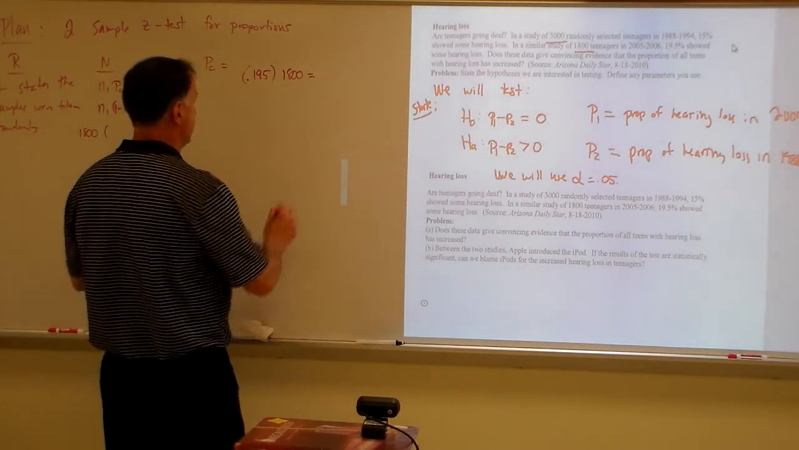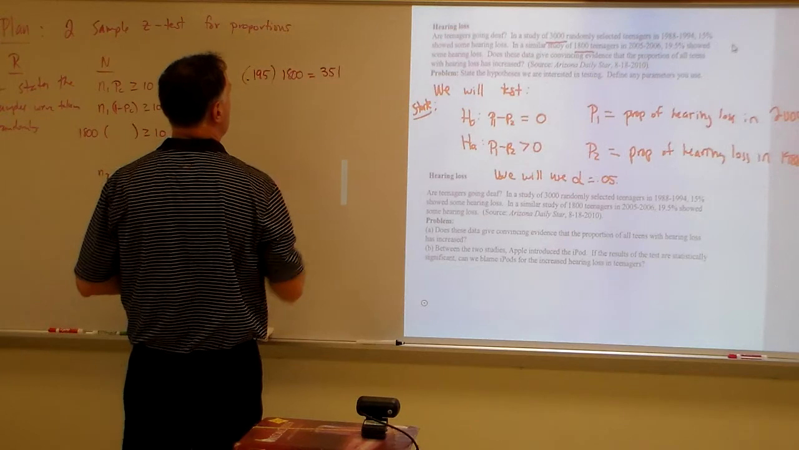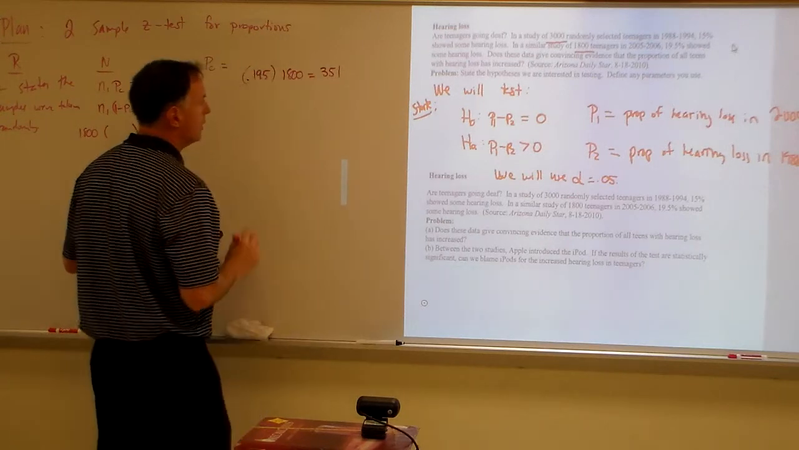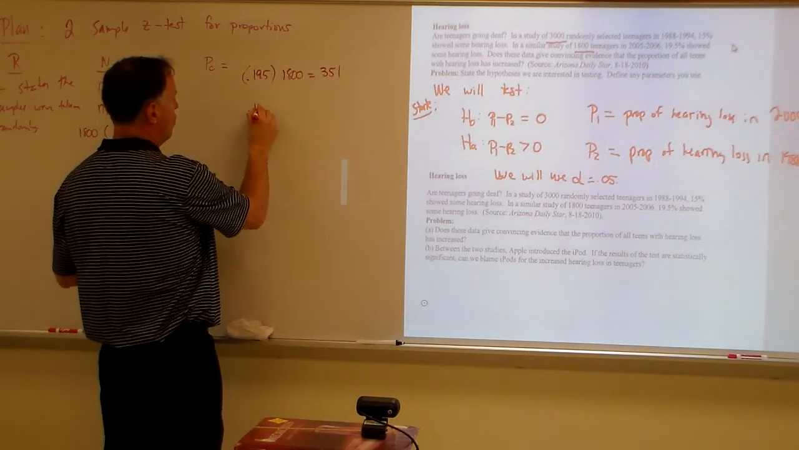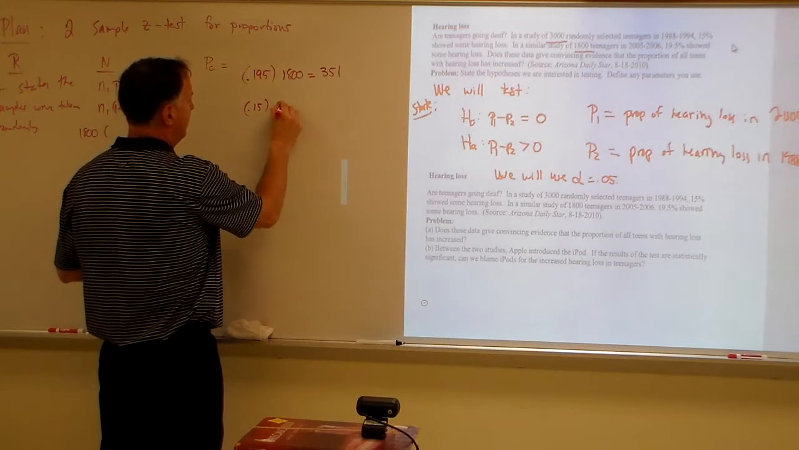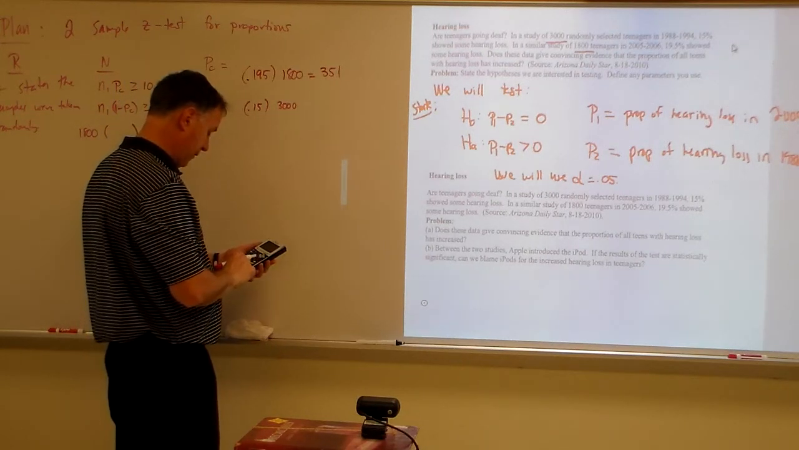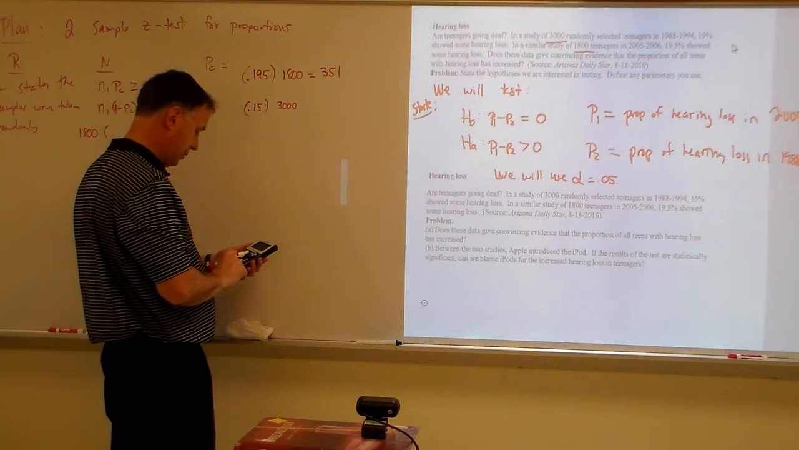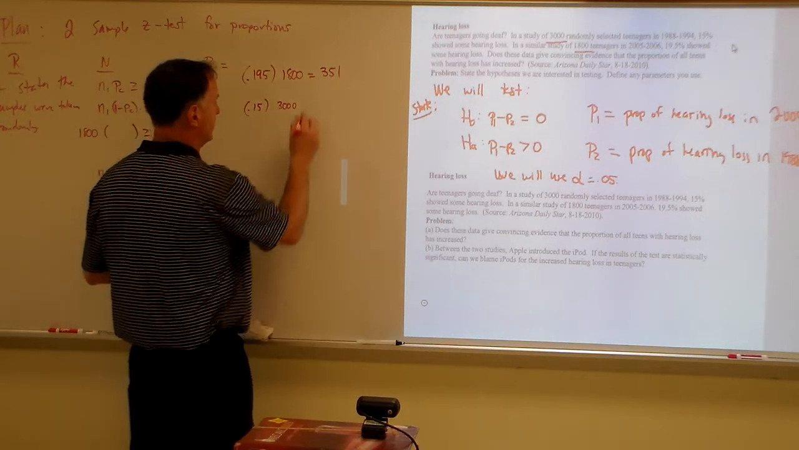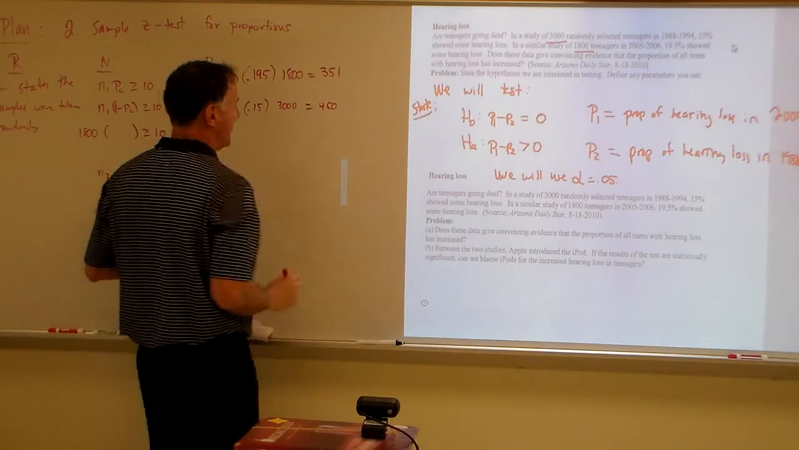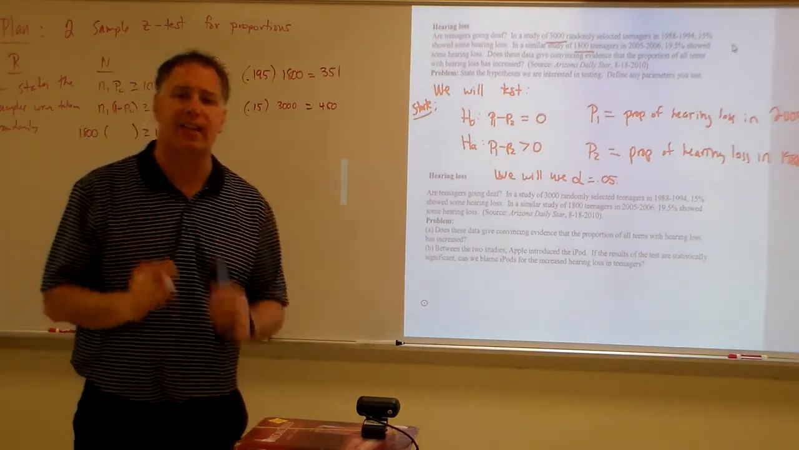0.195 times 1800 is 351. Okay? Now, 0.15 times 3,000. Okay, we'll type that in. 0.15 times 3,000 is 450. So, that tells me how many people have hearing loss.